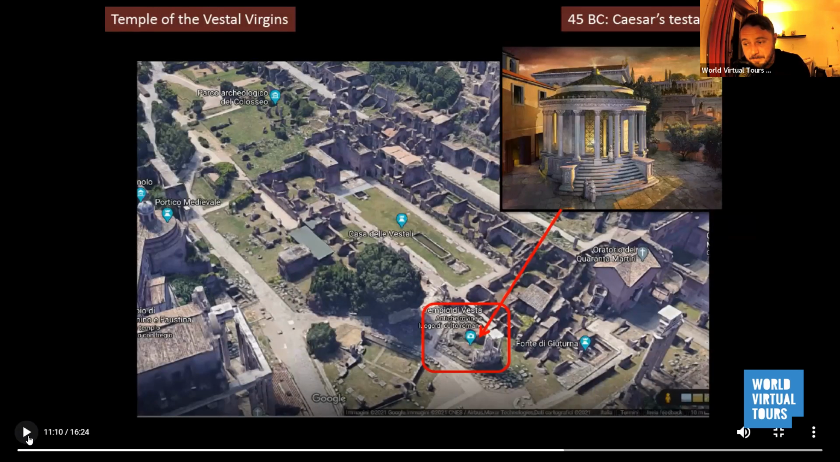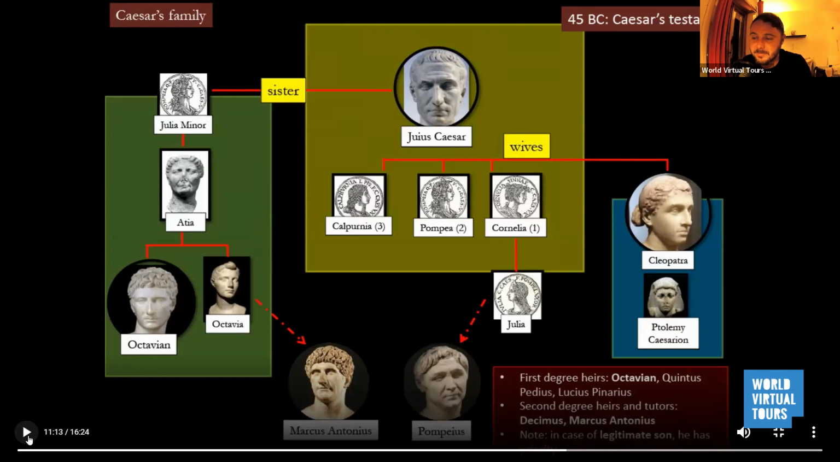He left his testament in the house of Vesta, or in the temple of Vesta. Do you remember? The testament of Julius Caesar was extremely complicated. Caesar didn't want to choose only one heir. He wanted to be sure that the person he chose was going to stay alive the day he died, okay? So the first degree heir was Octavian Augustus.